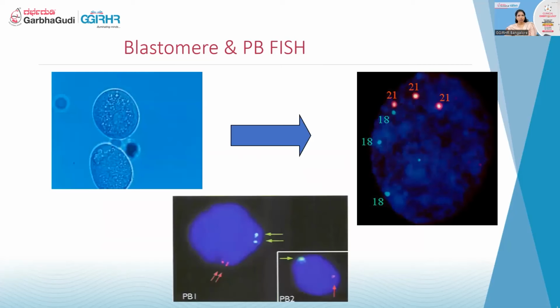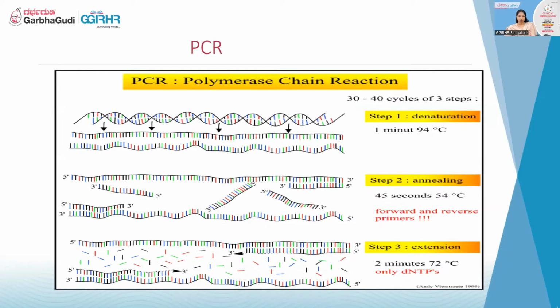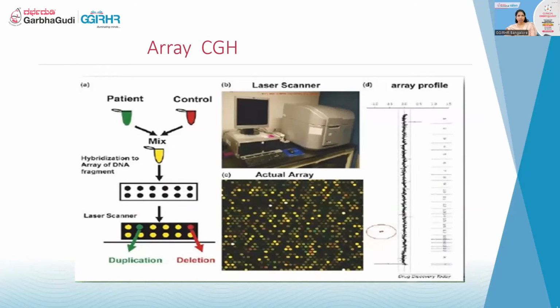You can see blastomere and polar body biopsy here. Once we take the biopsy, we send it for fluorescent in situ hybridization, where they tag and label the DNA, and then we can see how competent the embryo is. When we send for PCR, the polymerase chain reaction, even one blastomere we send has the capacity to multiply. It will multiply to n numbers, and then again it will be tagged with the control, and we can see whether there are any chromosomal abnormalities.